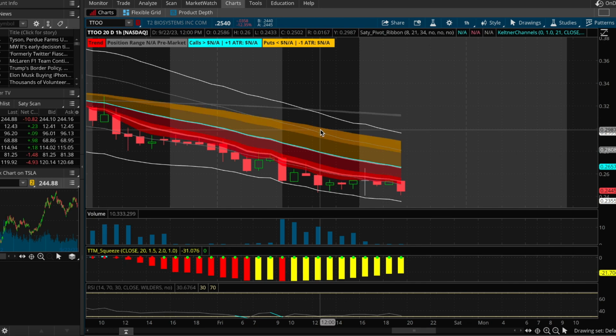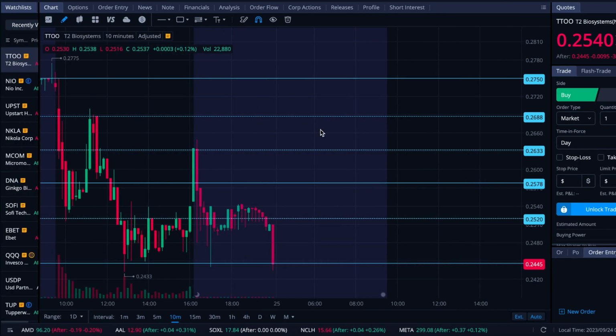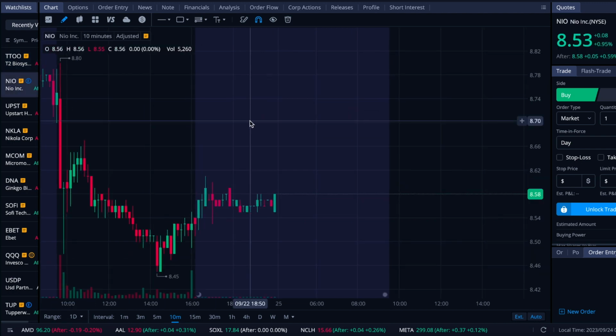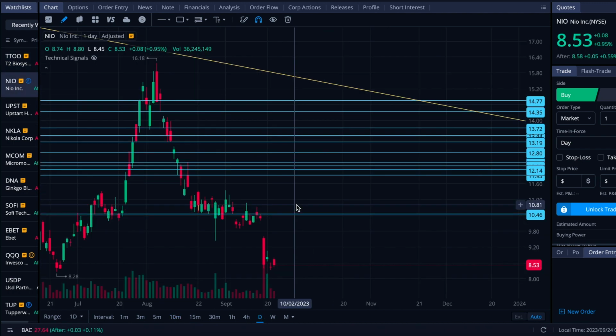We'll see if and when it starts to trigger once again with the red dots on the TTM squeeze indicator. All right, so we're going to flip over to NIO. So NIO, zoom back out to the daily. I'll have to keep remembering to do that.